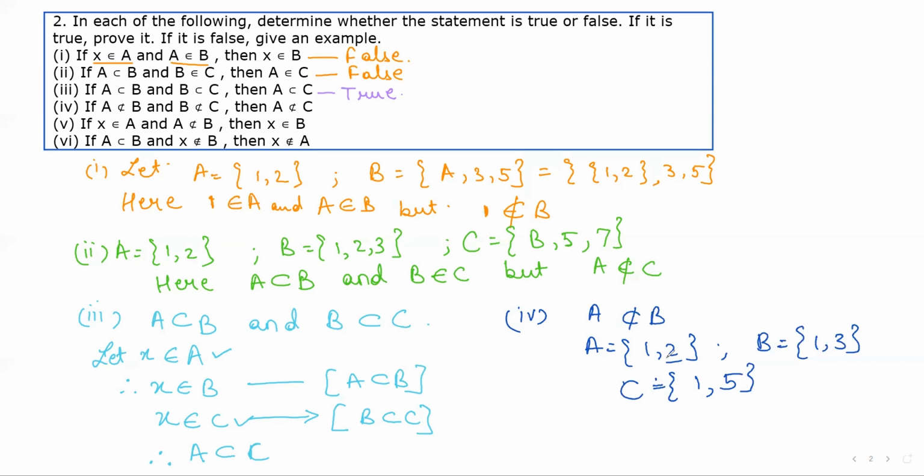Can you have a scenario like this in which this case is false? Let's see. Let A be 1, 2. So C can be something like this: 1, 2, and 5.